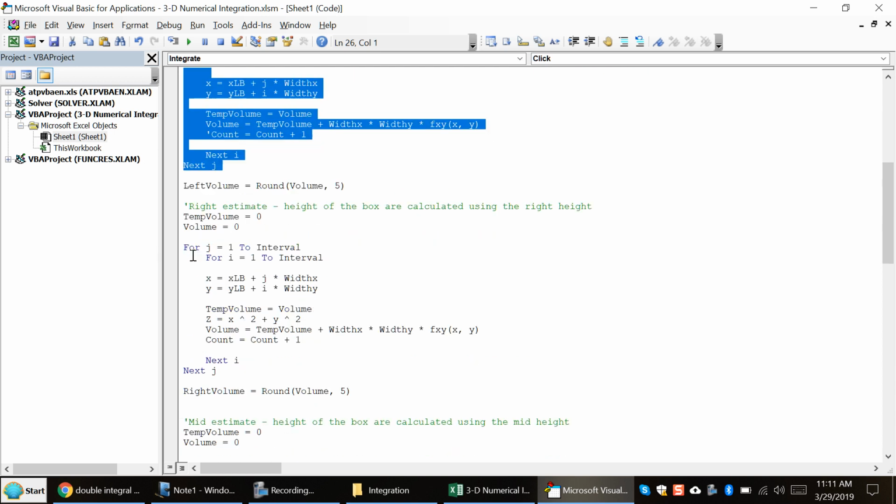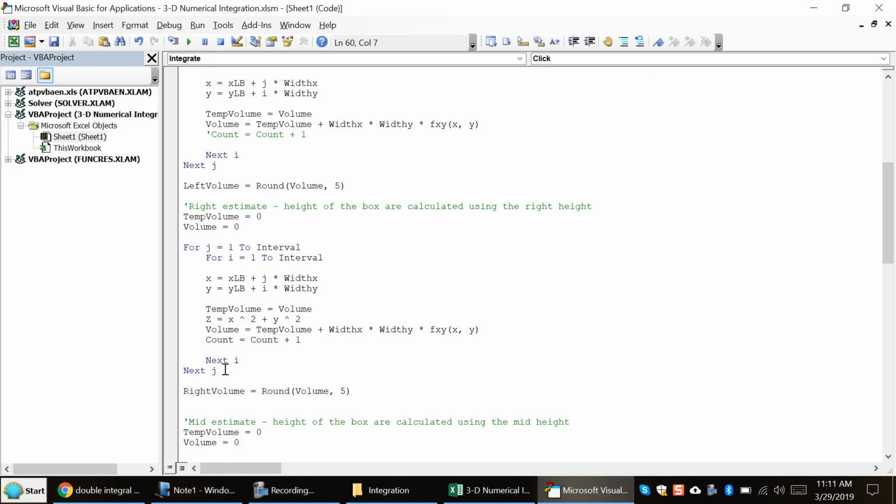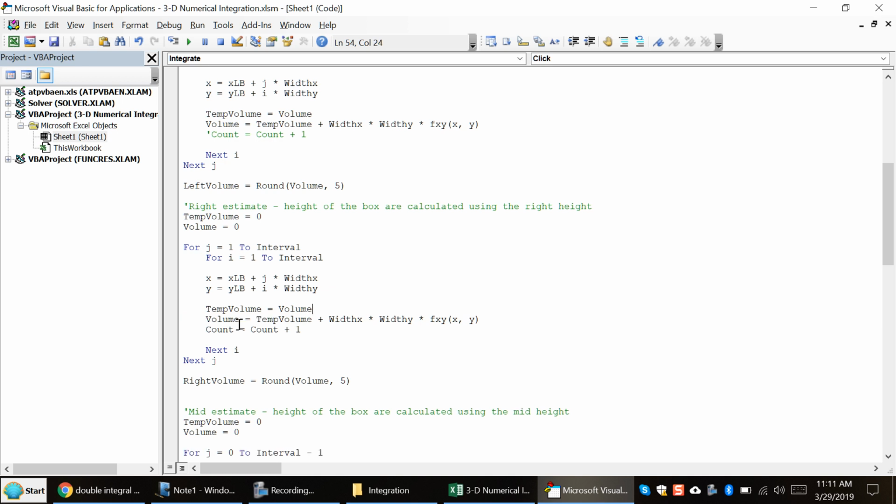Calculating the right estimate, the exact same thing. I accidentally left this in, but I can delete that one out too. Comment this.